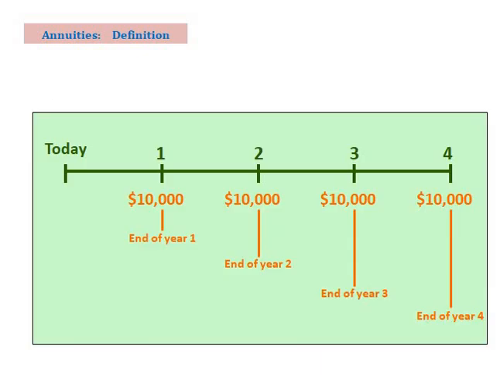Let's look at an example here. Suppose I have an amount of $10,000 at the end of year 1, the same amount at the end of year 2, 3, and 4. So it's the same amount, equal amount, and it's taking place at the end of each year. So this is how we realize that this is an annuity.